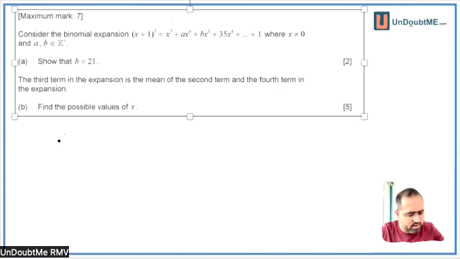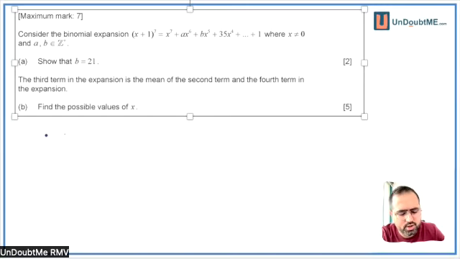Consider the binomial expansion. Show that b is equal to 21. Now what is b? B is the third term of this binomial, and b is basically the coefficient of the third term. So how can we show that b is equal to 21?